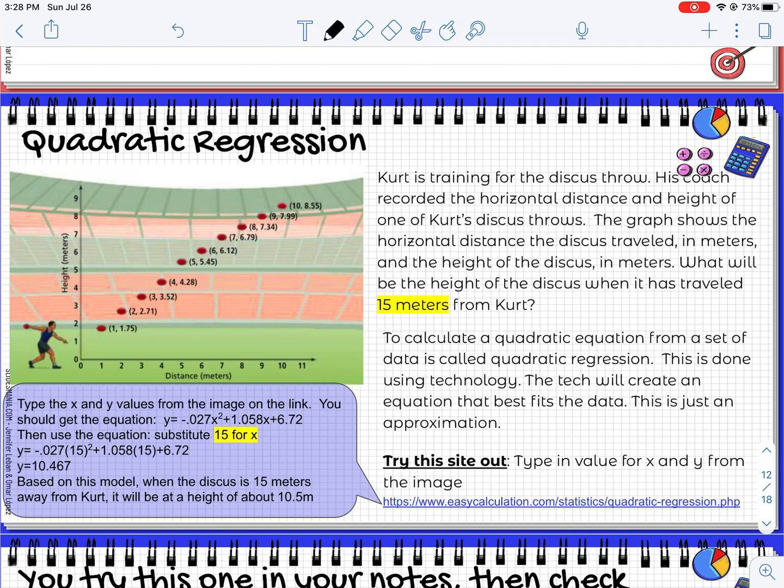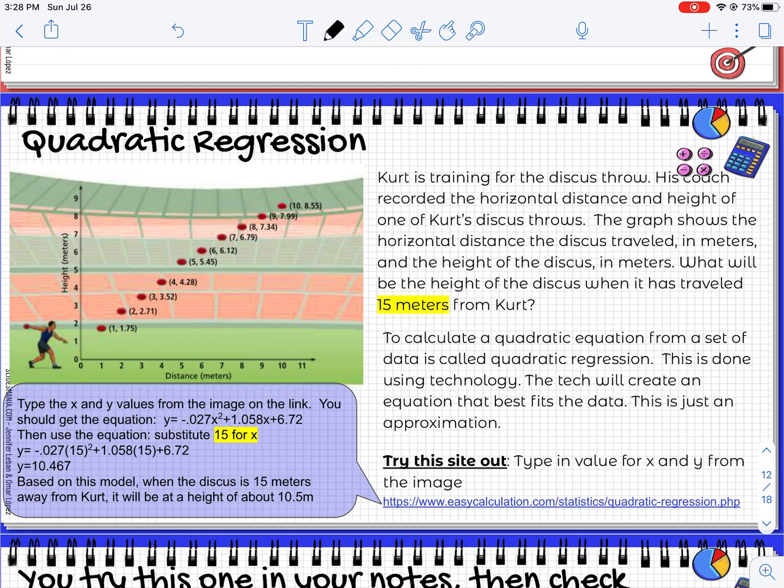So this is a situation, it looks like Kurt's training for the discus. His coach recorded the horizontal distance and height of his discus throws. The graph shows the horizontal distance the discus traveled in meters and the height of the discus in meters. What will be the height of the discus when it has traveled 15 meters from Kurt?